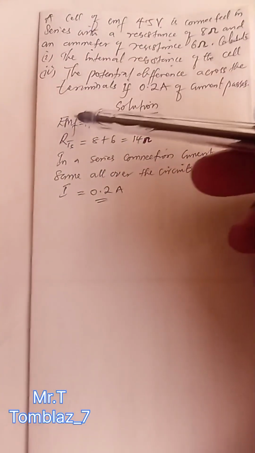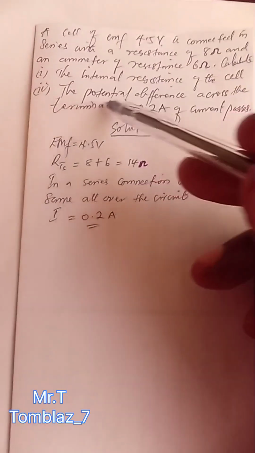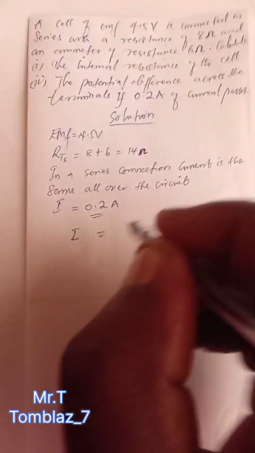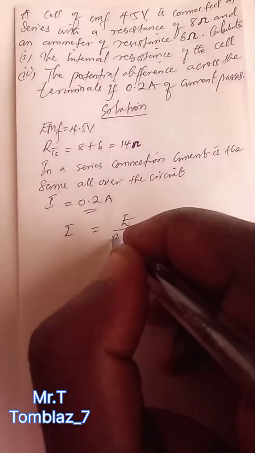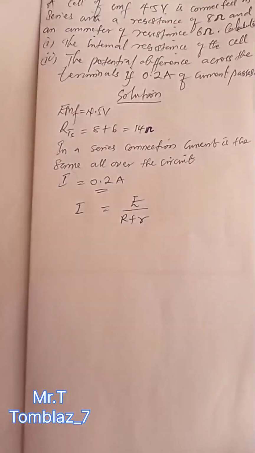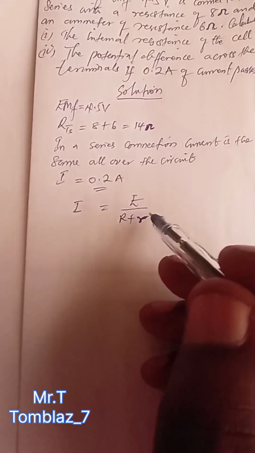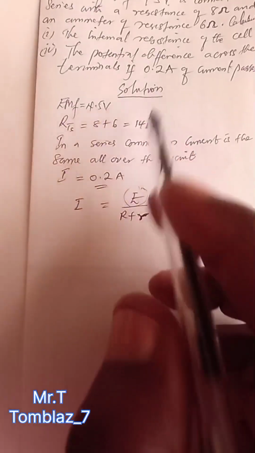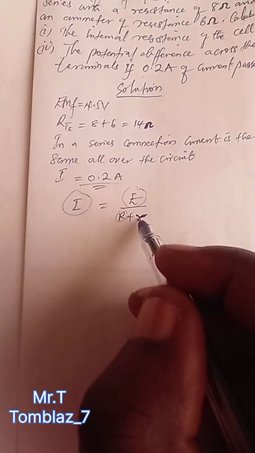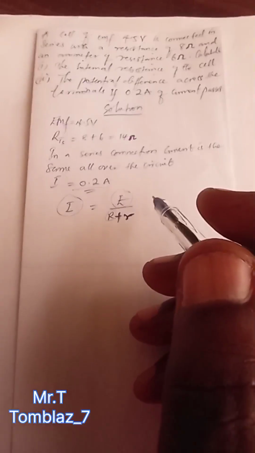So now, what formula relates EMF, resistance, current, and internal resistance that they say we should look for? The formula is I equals E over R plus r. So here we can either substitute values and solve now, or make small r, the internal resistance, subject of the formula. E is your EMF, I is your current, R is your total resistance in the circuit, or you call it overall resistance, and small r is your internal resistance.